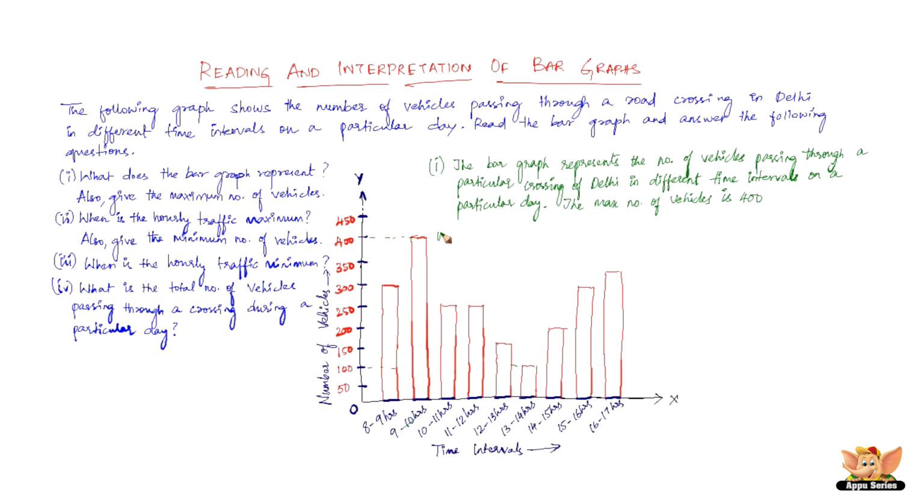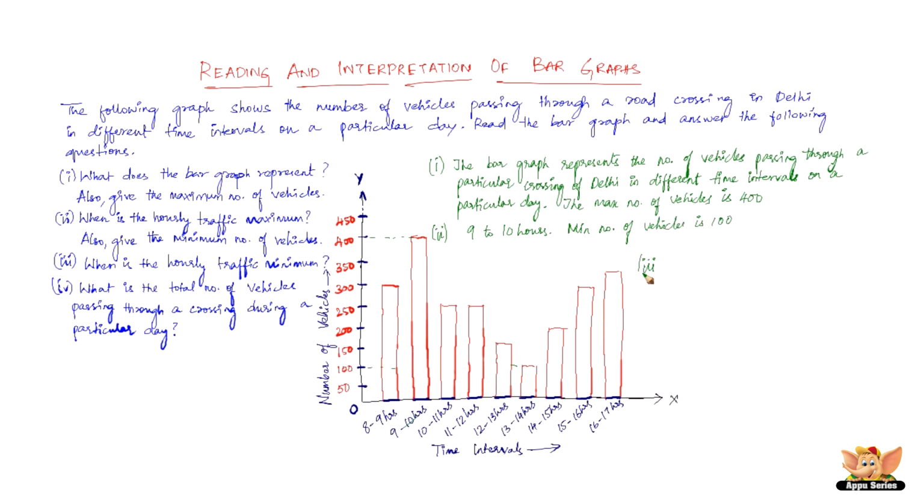So let us write the solution for the second one. When is the hourly traffic maximum? Between 9 to 10 hours. And what is the minimum number of vehicles? The minimum number of vehicles is 100.